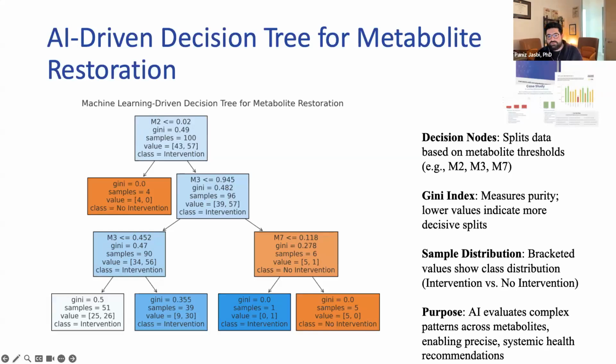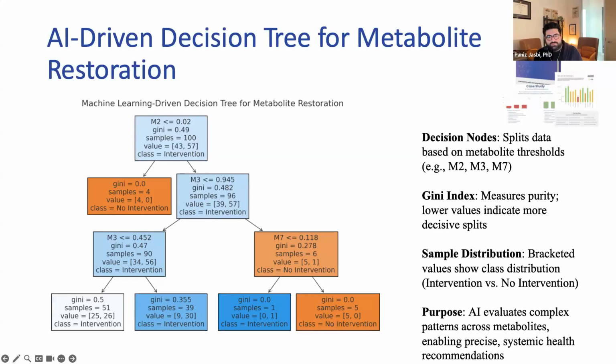Okay, so that shows how samples are distributed between the two classes within each node. Those numbers really help us to understand the balance of the intervention versus no intervention, and that really informs recommendations at each step. For instance, at the root node, we see a split of 43 to 57, showing a fairly balanced data set, while the later nodes reflect pure divisions.